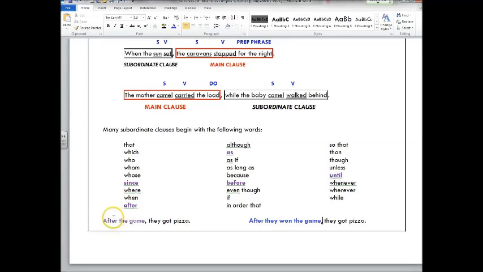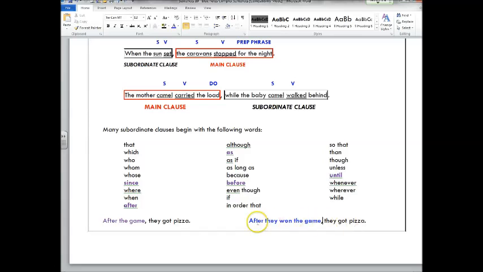So I used after as an example. After is a pretty common preposition. It's in your song. After the game, they got pizza. Here, after is a preposition. After what? The game. There's no subject, there's no verb. It's just a prepositional phrase, after the game.